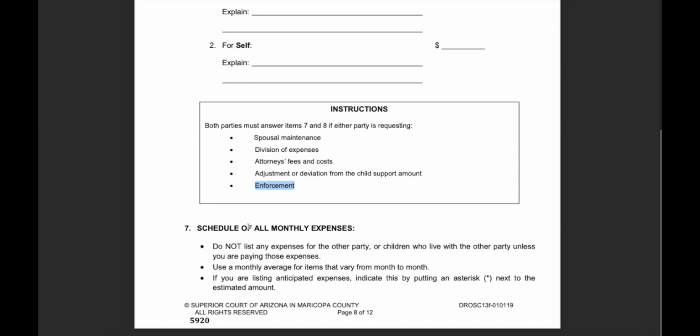Section 7, schedule of all monthly expenses. Do not list any expenses for the other party or children who live with the other party unless you are paying for those expenses. Keyword being unless you are paying for those expenses. So do not indicate or lump sum together as if you are living as a married couple. Use a monthly average for items that vary month to month. If you are listing anticipated expenses, indicate by putting an asterisk next to the estimated amount.